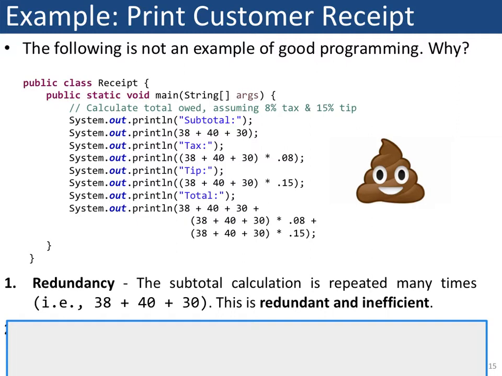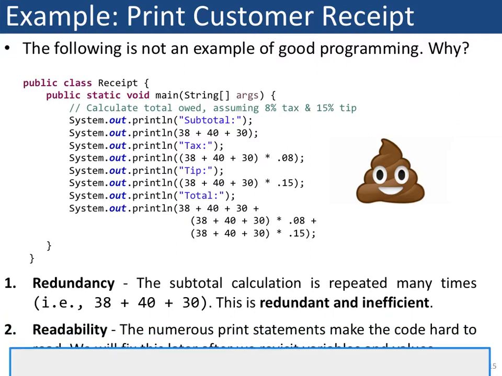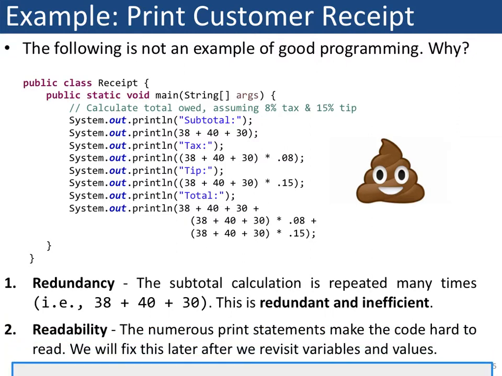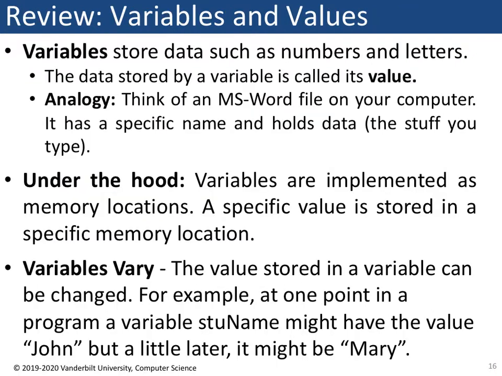I'm probably going to forget at least one of those, and now I've introduced an error into the program because it will no longer correctly calculate the total cost of eating at this restaurant. So this redundancy is a problem. And then further, the code isn't very readable because with all the print line statements, it's a bit ugly and messy to read. We will fix this code and show what a better version of it would look like after we revisit variables and values.